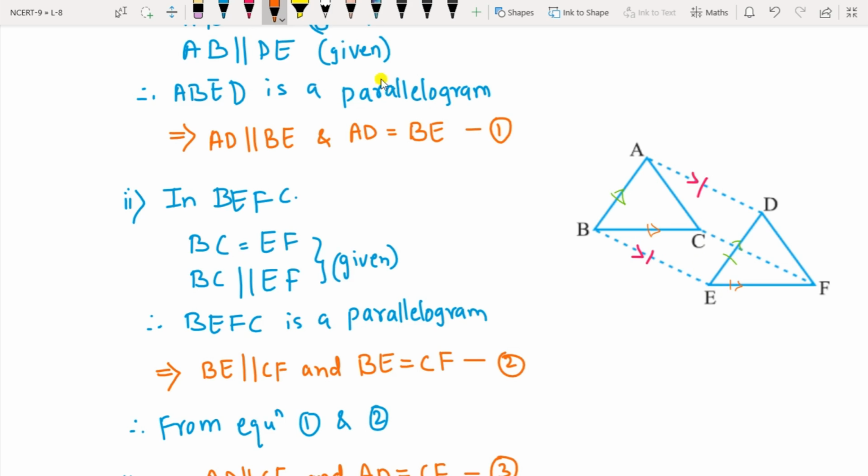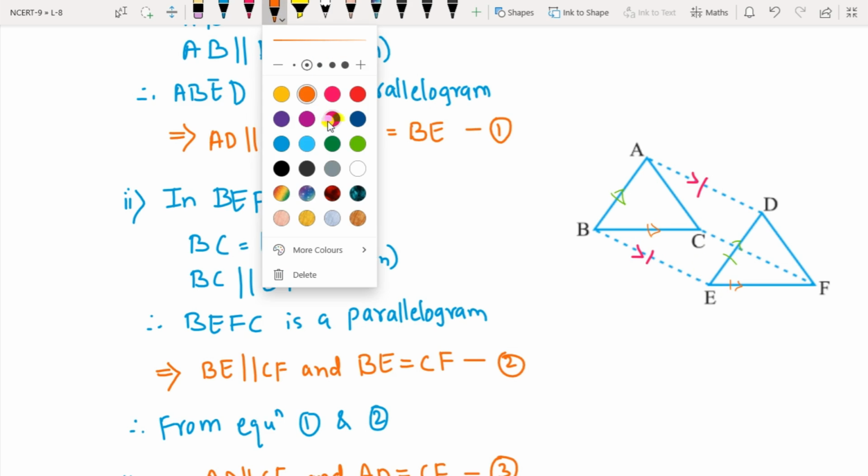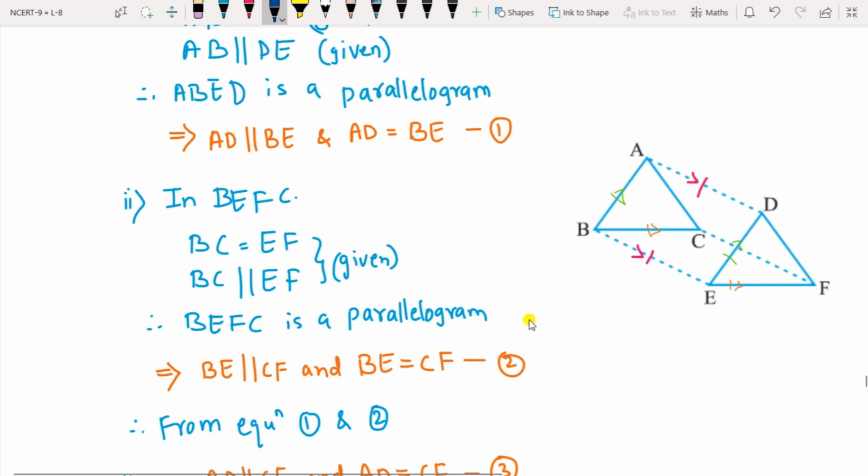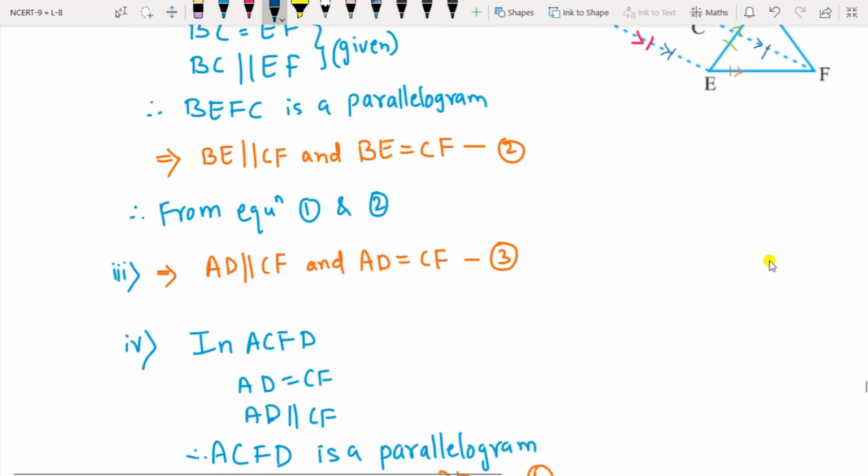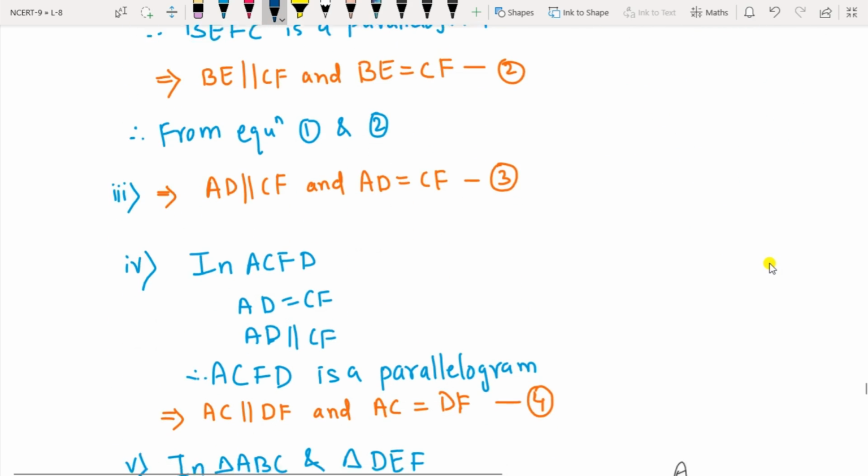Now since this is a parallelogram, its opposite sides are also equal and parallel, and therefore BE is equal and parallel to CF. Now you can see that AD is equal and parallel to BE, and BE is equal and parallel to CF, and therefore AD will be equal and parallel to CF. Therefore from 1, 2 and 3 we can write that.